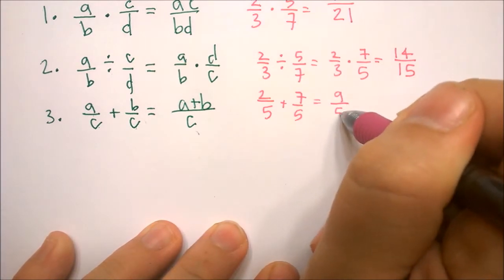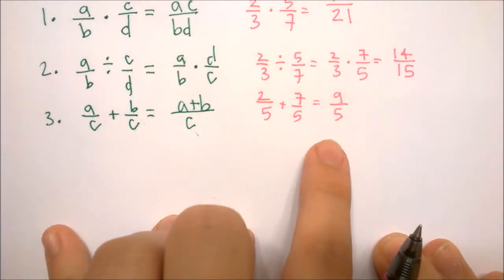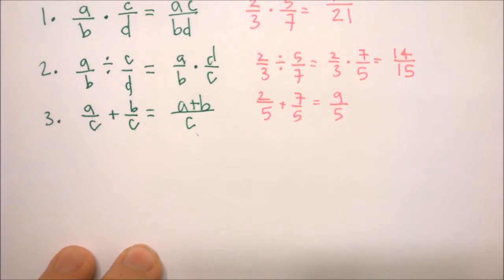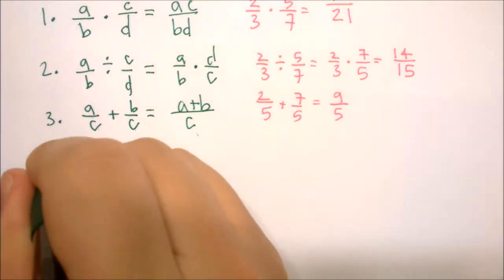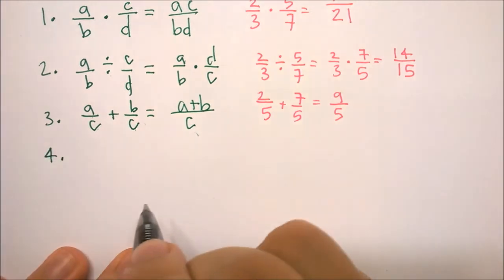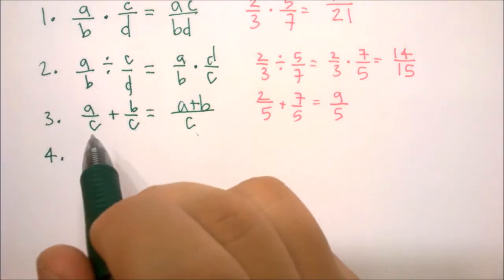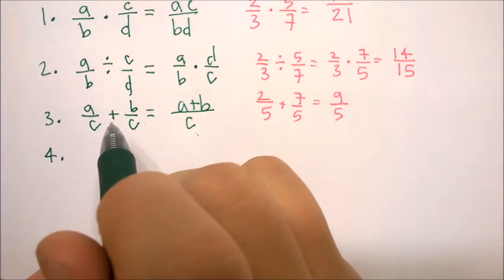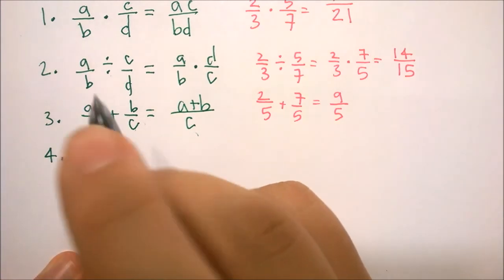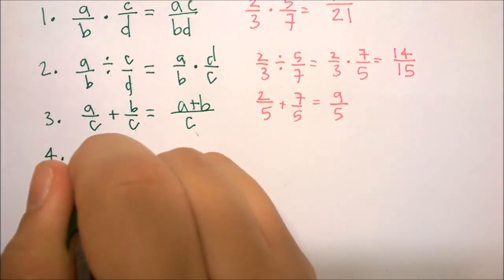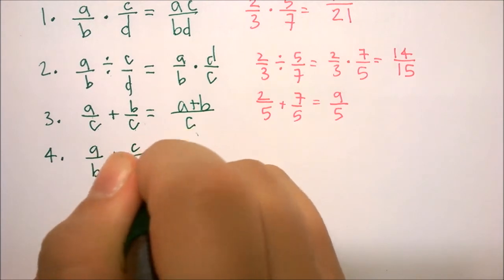So we have 9 over 5 here, and we keep the same denominator. All right, so let's go to the fourth property. The fourth property is going to be the property when, in addition, adding two fractions, when the denominators are not the same. So we have A over B plus C over D.